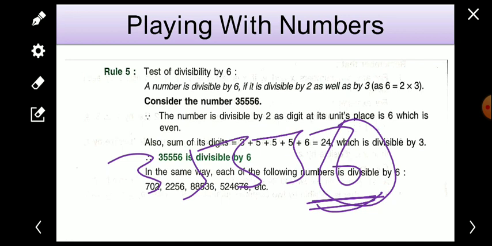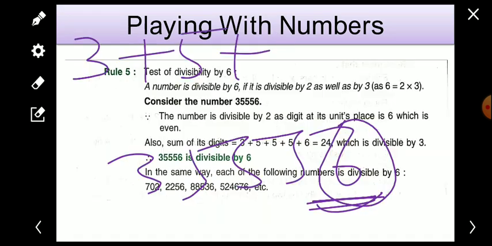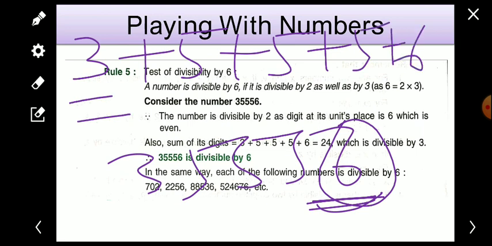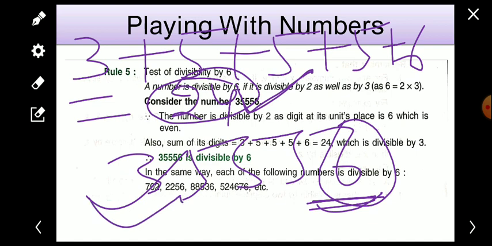Now we'll check the divisibility by 3. For checking the divisibility by 3, we will get the sum of the digits. So 3 plus 5 plus 5 plus 5 plus 6. If we add, what will we get? 18, 24. The sum is 24. The sum of digits is 24, and this is divisible by 3. It means the sum of the digits is divisible by 3, so this number is also divisible by 3. If the sum of the digits is divisible by 3, then the number is divisible by 3.